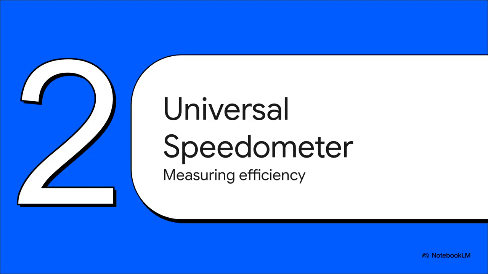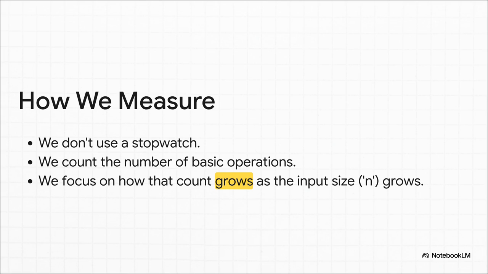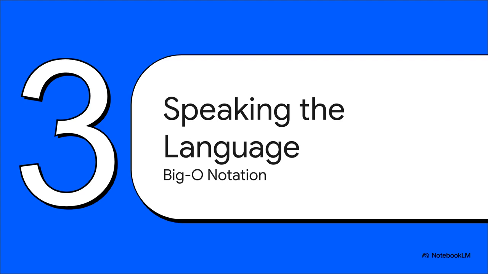So, how do we actually build this universal speedometer for our code? If we can't use a stopwatch, what's the alternative? Well, the answer is actually pretty straightforward. Instead of timing our code, we just count the number of basic operations it has to do. But here's the absolute key: we don't care about the exact number for a single run. What we really care about is the trend. As our input size, which we'll call n, gets bigger and bigger, how does that operation count grow? That's the billion-dollar question.